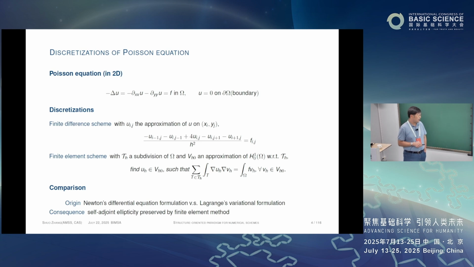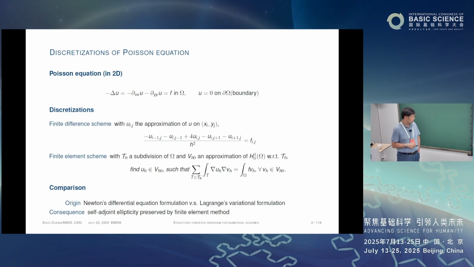An alternative is the finite element scheme. We have a subdivision of the domain, and we construct a space V_h for the approximation on this subdivision, and we construct this discrete problem. So what's the difference between these two kinds of discretizations?